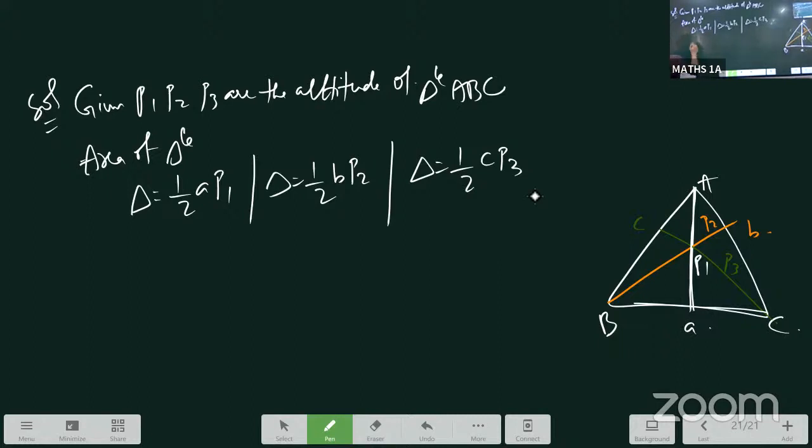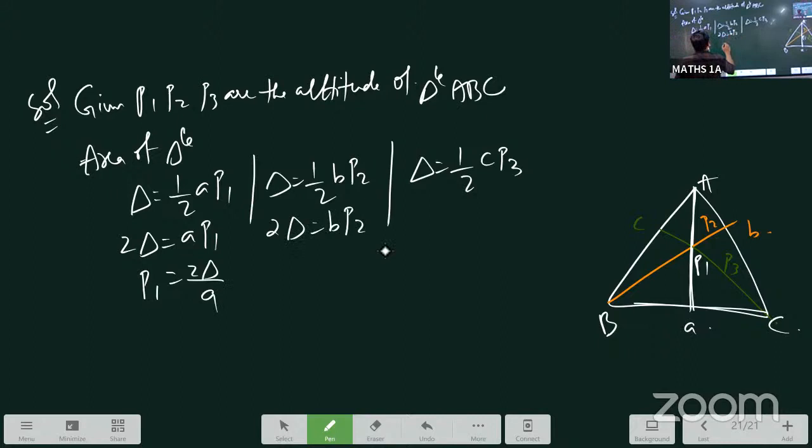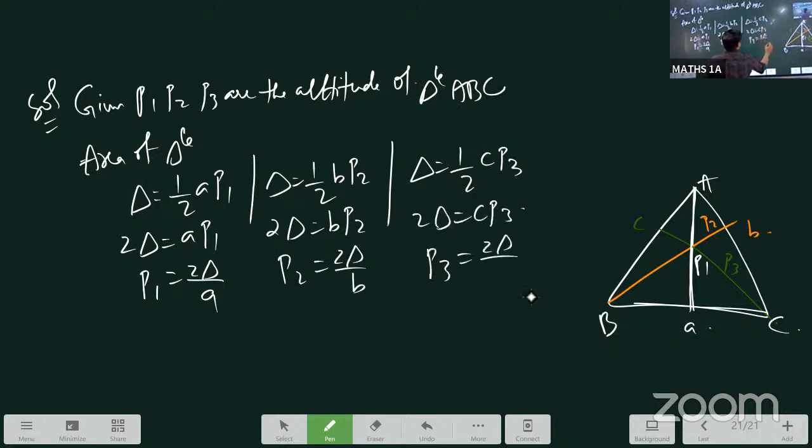Now, 2 delta is equal to a p1, then p1 is equal to 2 delta by a. 2 delta is equal to b p2, then p2 is equal to 2 delta by b. 2 delta is equal to c p3, so p3 is equal to 2 delta by c. These are your p1, p2, p3.